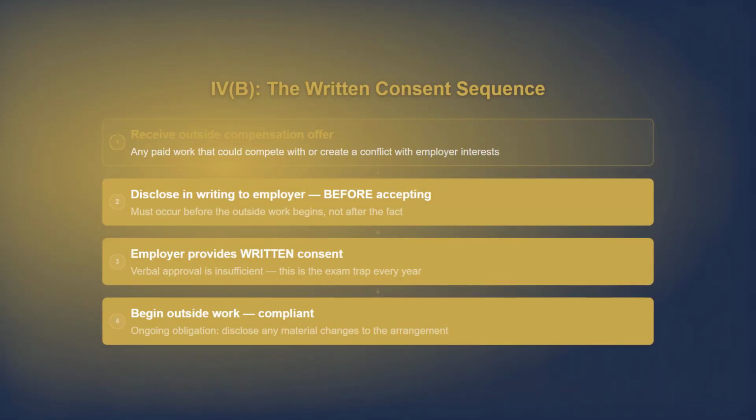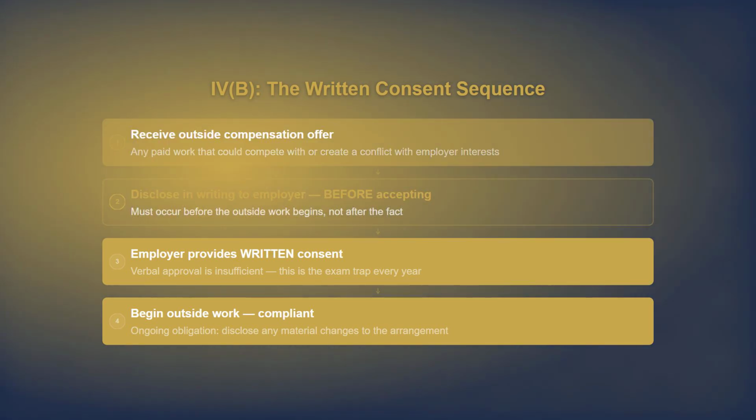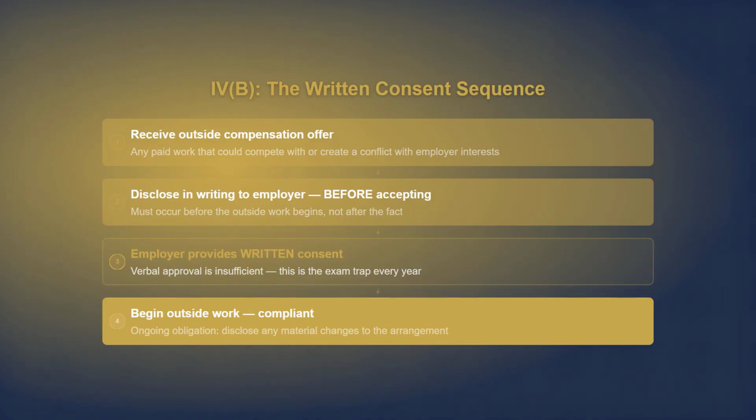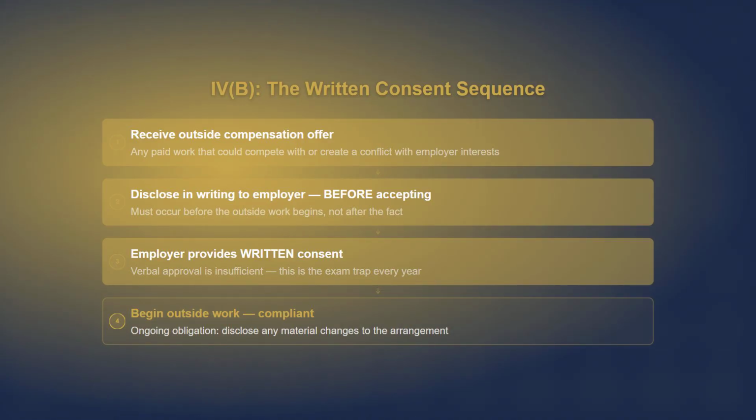Roman IV-B has one rule. Write before you moonlight. Step 1, you receive an outside compensation offer. Step 2, before you accept, you disclose the arrangement in writing to your employer. Step 3, your employer provides written consent. Step 4, only now do you begin the outside work. The exam trap is in Step 3. Verbal approval from your supervisor, even your direct manager, even the CEO, does not satisfy Roman IV-B. Written consent is not bureaucratic. It is the only acceptable form under the standard.